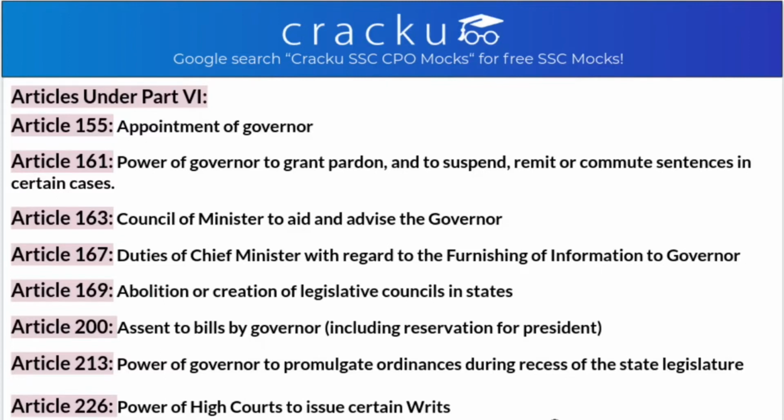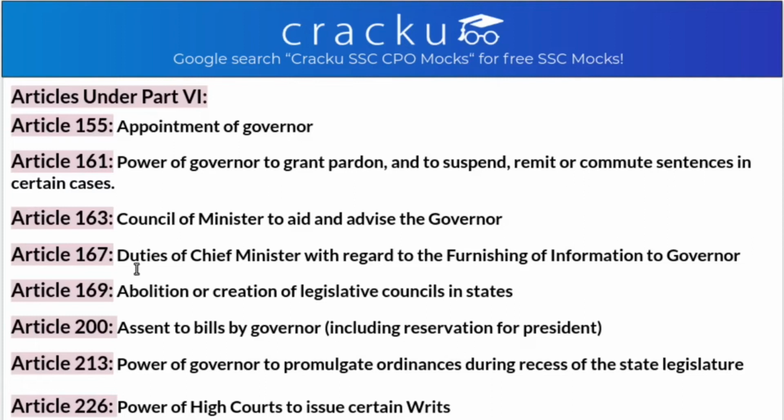Please don't confuse it with the other articles like Article 74 and 78. They are similar but not the same. One deals with the Council of Ministers to aid and advise the President. Article 163 deals with the Council of Ministers to aid and advise the Governor.